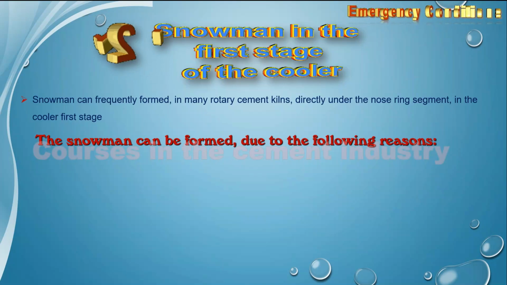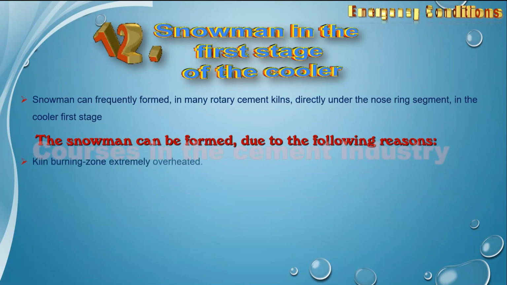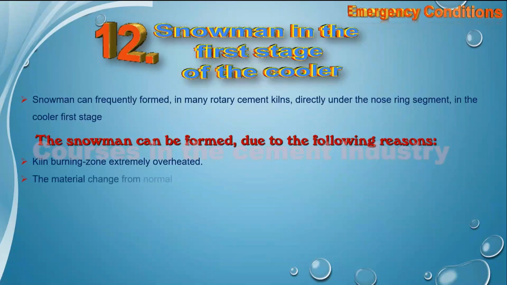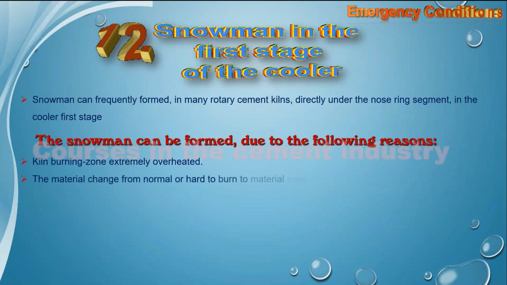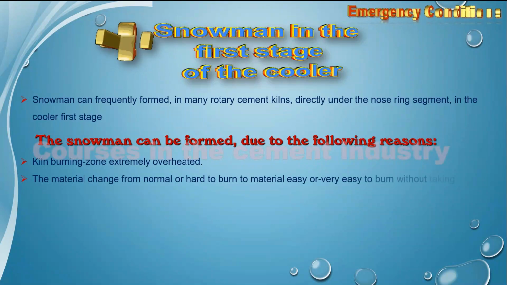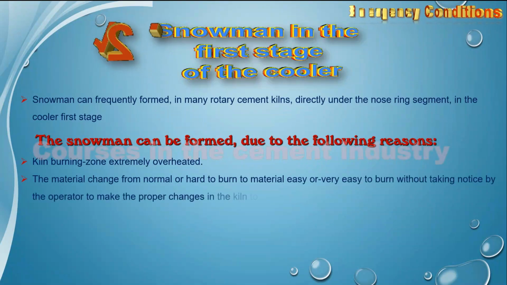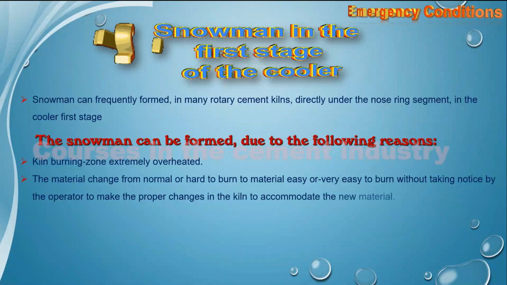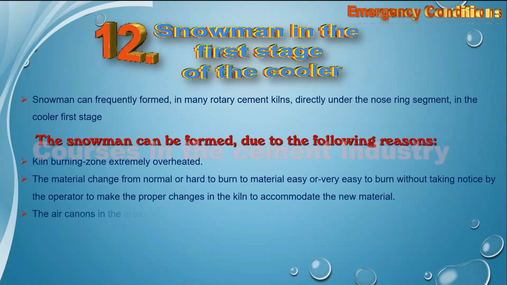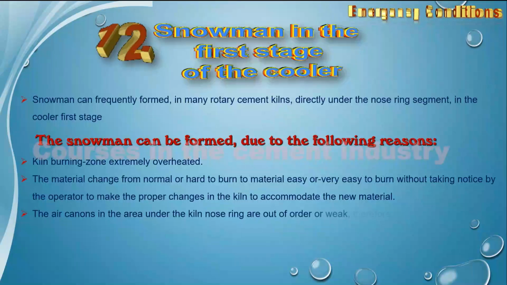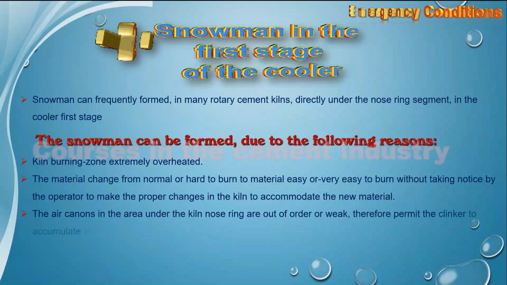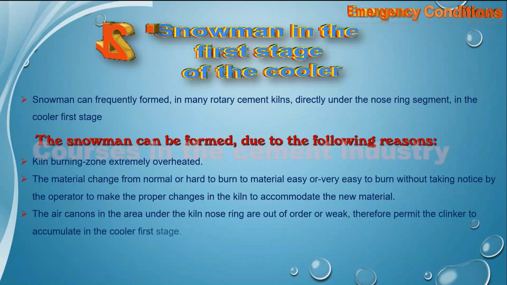1. Kiln burning zone extremely overheated. 2. The material changes from normal or hard to burn to material easy or very easy to burn, without the operator taking notice to make the proper changes in the kiln to accommodate the new material. 3. The air cannons in the area under the kiln nose ring are out of order or weak, therefore permitting the clinker to accumulate in the cooler first stage.